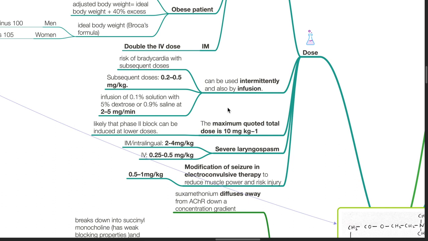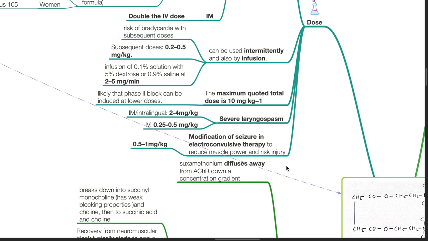The dose for severe laryngospasm is 0.25 to 0.5 mg per kg via the intravenous route, and for the intramuscular and intralingual route, it would be 2 to 4 mg per kg. For modification of seizure in ECT, the dose is 0.5 to 1 mg per kg.